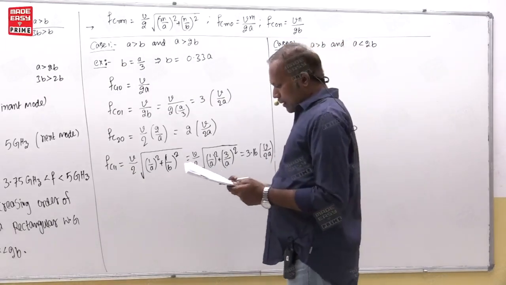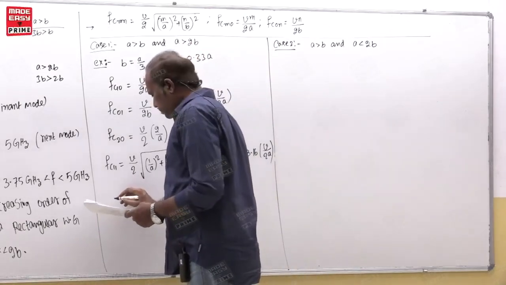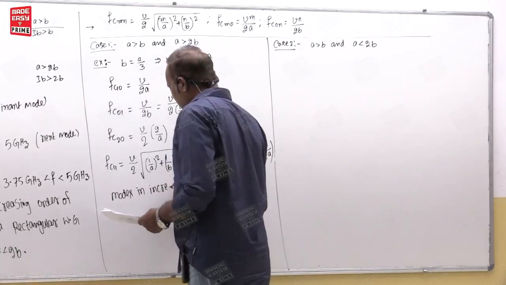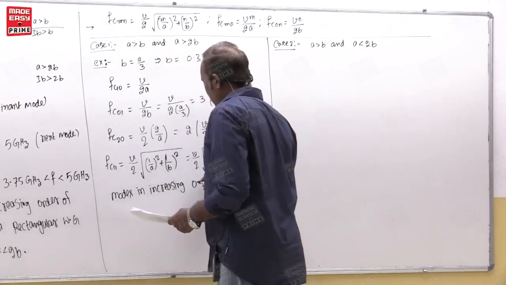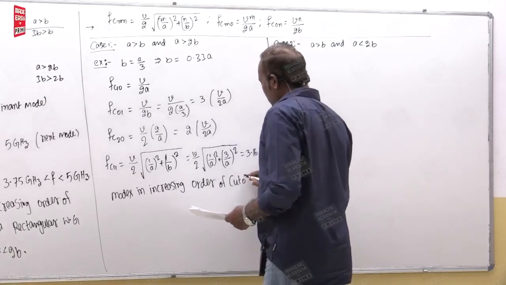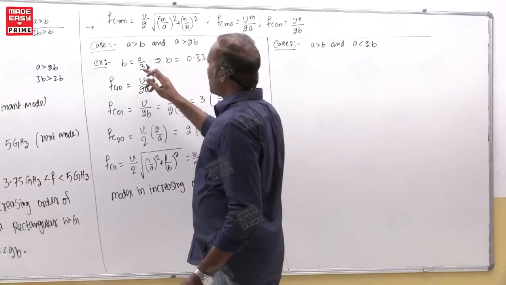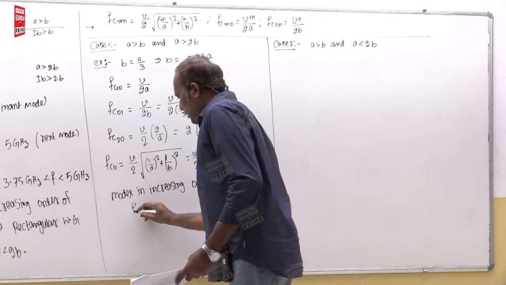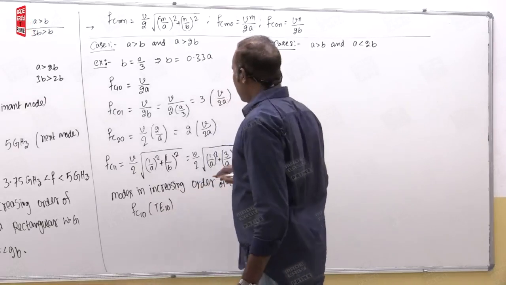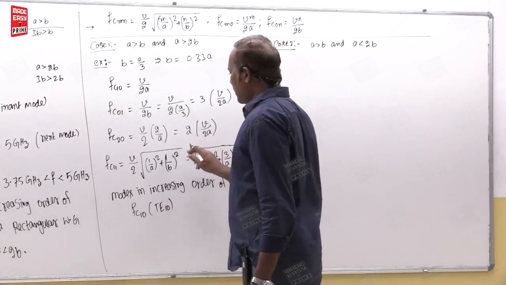Next, now let us write the modes in increasing order of cutoff frequencies. So students, first the least one is what? This one, FC10, that is TE10 mode actually. After that you see here 3 is there, here 2 is there, here 3.16 is there. So 2 is the least value.